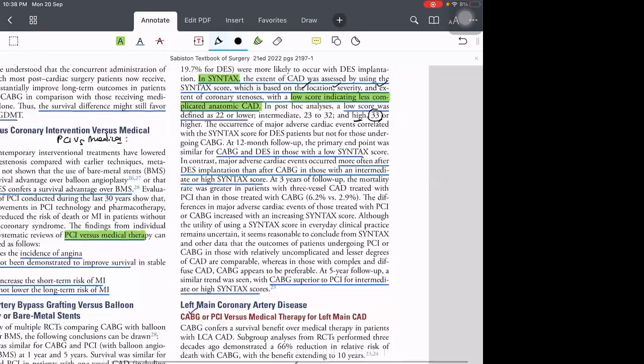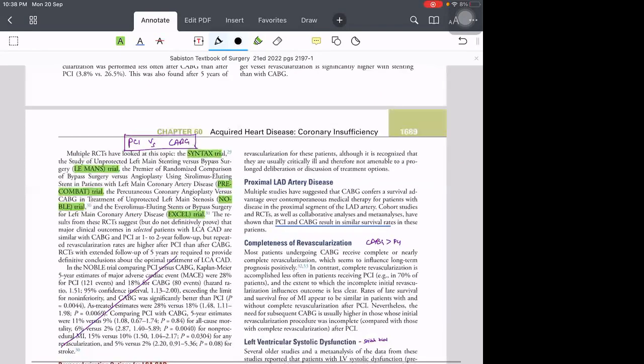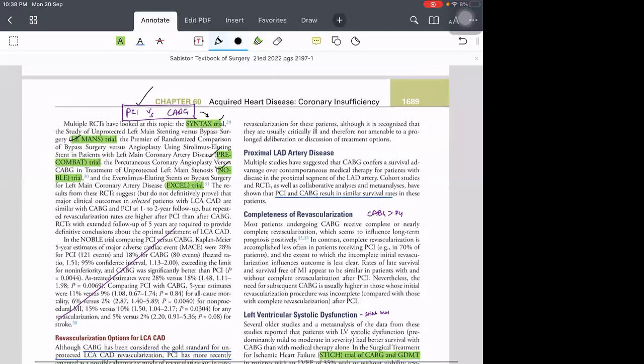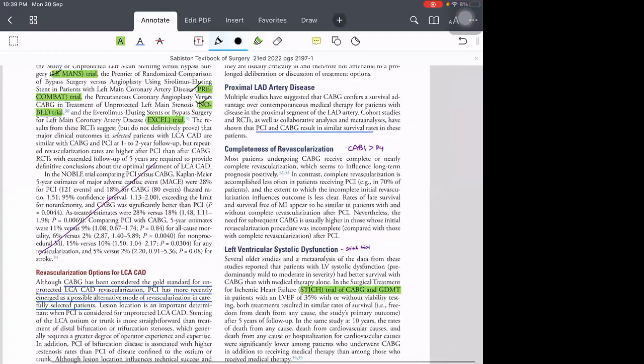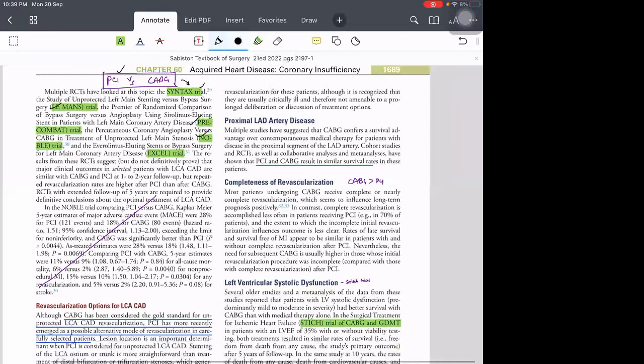So then comes the next page, 1689. What are the other trials? We can go for PCI versus CABG. I already said the SYNTAX trial is PCI, percutaneous intervention, where they will give DES only. The other trials are the SYNTAX trial, Lehman's trial, PRECOMBAT trial, NOBLE trial, and EXCEL trial. If you are not sure about any trial, just go with the option PCI with CABG. Many of the trials are mainly PCI with CABG. Just remember SYNTAX, Lehman's, PRECOMBAT, NOBLE, and EXCEL trial.